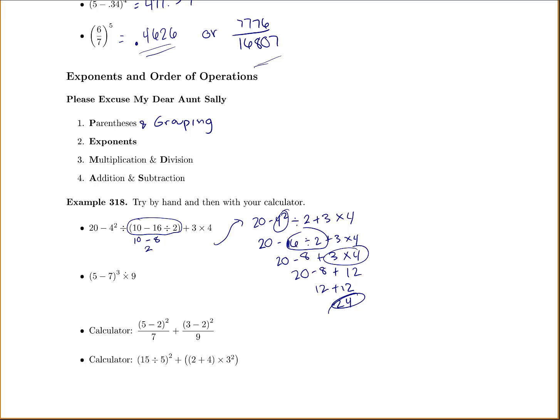Let's try our next one. So parentheses always comes first. So inside the parentheses, that's 5 minus 7. So we have negative 2 to the power of 3 times 9. Well, what is negative 2 to the power of 3? That means negative 2 times negative 2 times negative 2. And then we'll still have times 9. Well, negative 2 times negative 2, negative times a negative is positive. So we're at positive 4 times negative 2 again now is negative 8. So we have negative 8 times 9, or negative 72.